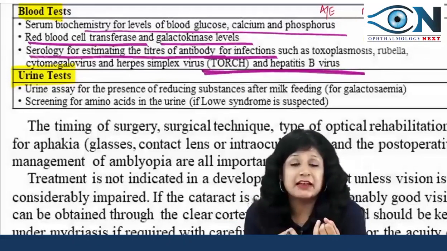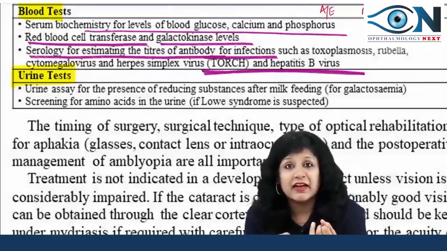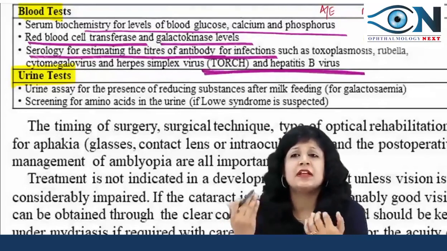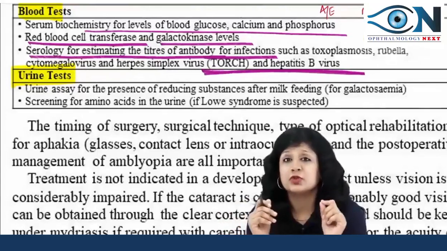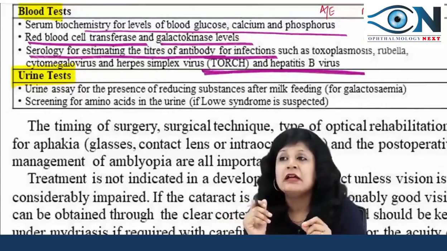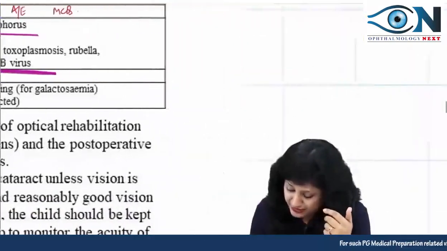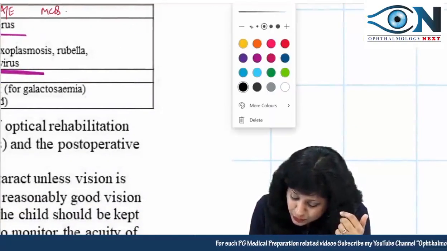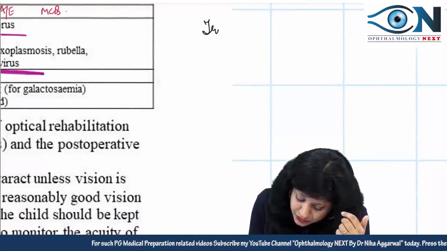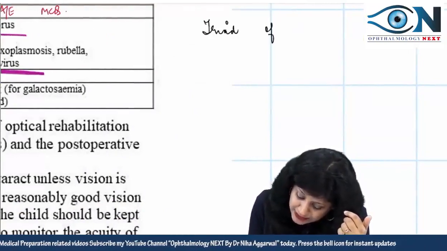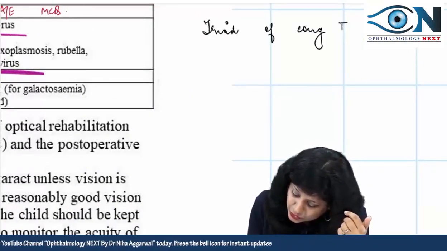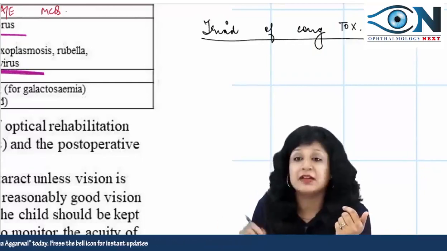Toxoplasmosis can cause the cataract, rubella is there, we have the herpes. There are so many infections, but the most important, most severe one is rubella. And even toxoplasmosis, if you look at the triad of congenital toxoplasmosis, what is the triad of congenital toxoplasmosis? This is again very important.